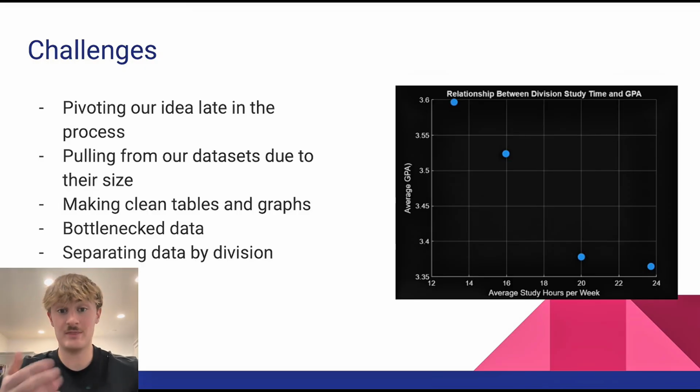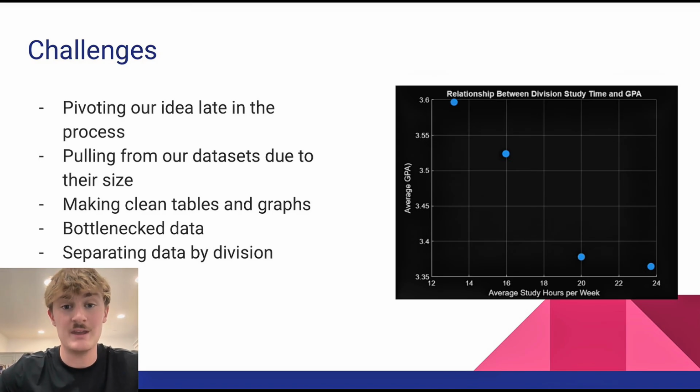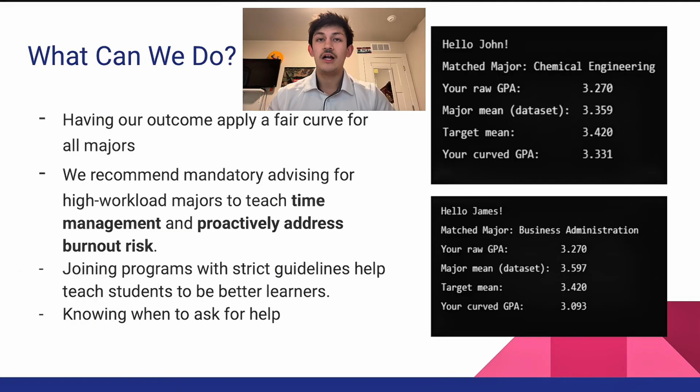And then with bottlenecking the data, like I spoke on before, was separating our data by division of college rather than by major, like we previously thought we could do, but it ended up not working because when we did it by college, we were only able to get these 4 points here on the side. So thank you. I'll let JJ end it off here. All right, thank you, Lucas.